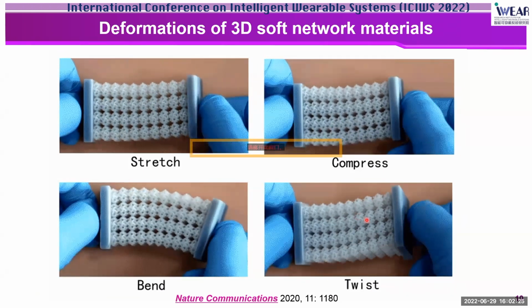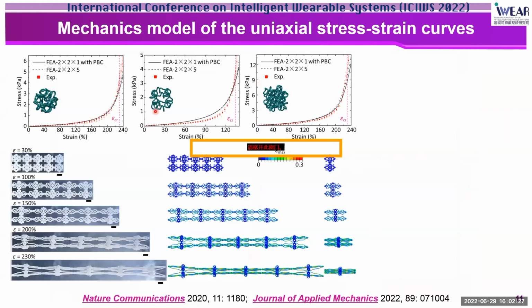To analyze the nonlinear stress strain curves of the 3D network materials, we have developed computational models with the use of periodical boundary conditions. And such models can save a considerable computational cost, but do not reduce the accuracy of the prediction. As you can see here in these curves, the finite element calculations with these periodical boundary conditions agree well with the full-scale finite element analysis and the experimental results. And the deformation images are also in good agreement with the optical images in experiments.